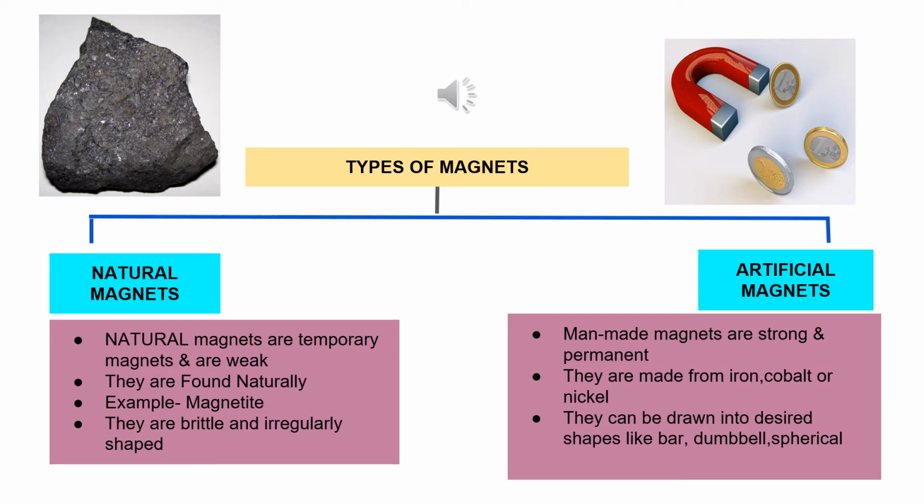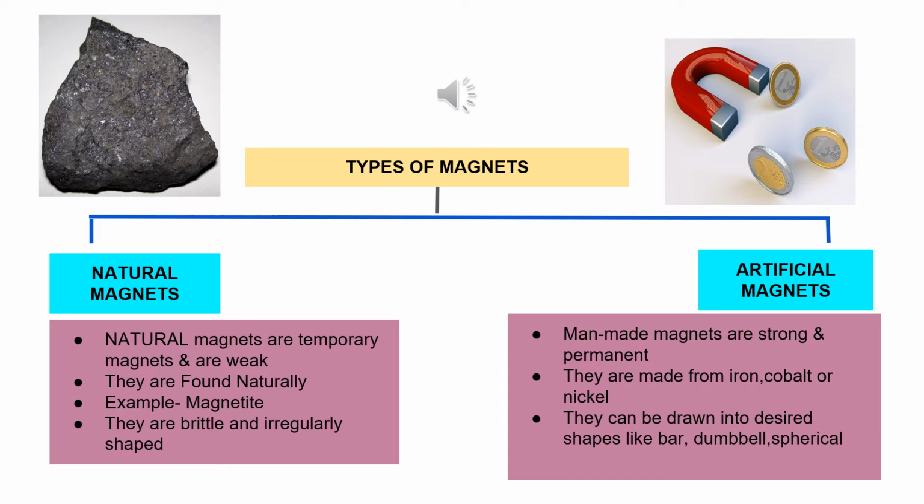The natural magnets are temporary. Their magnetic properties can be lost easily. They are weak magnets. The strength is not that good, and they are found naturally. So basically nature has given it to us. And the example is magnetite, the one we got from Magnes, right? Then they are brittle and irregularly shaped.